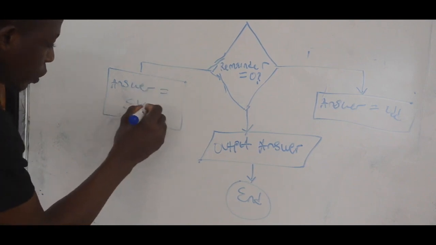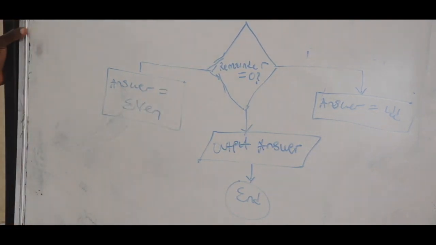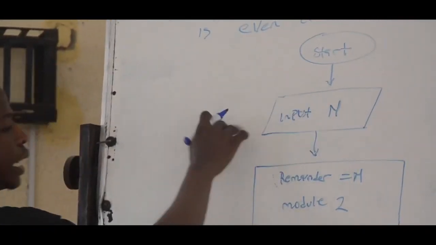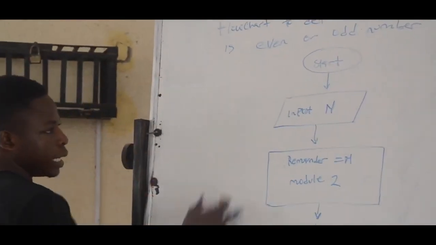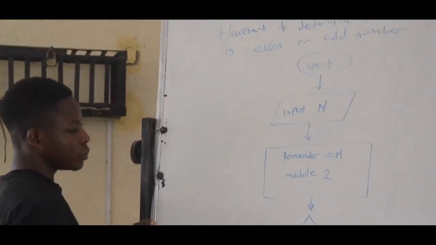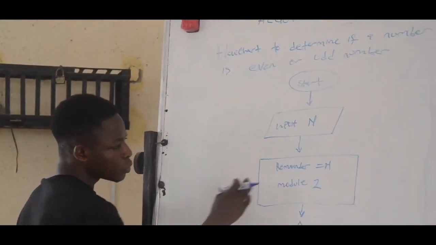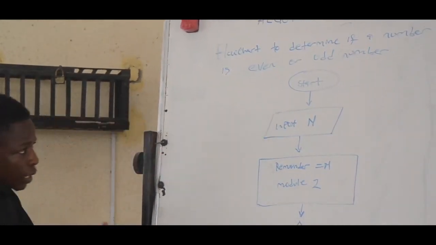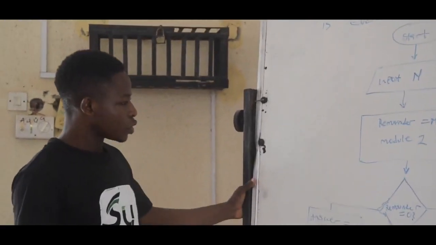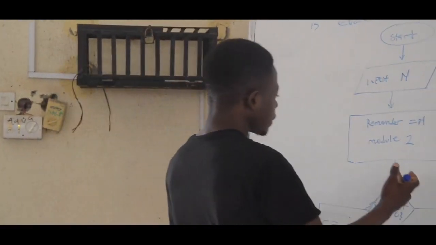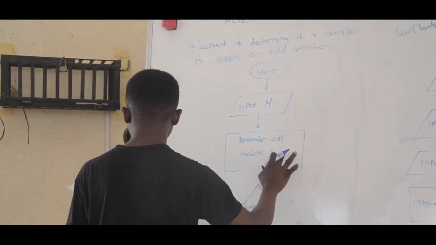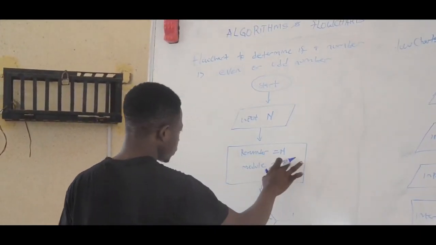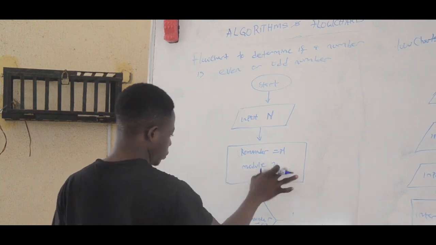Now, explaining this, we start with our oval shape, then we input the n, because they did not give us, so that's why we ask the user to input the value for n. Then we use the parallelogram shape. And now we use the process. Why do we use process here? Because the user has already input the n. Now we say the remainder equal to n, while the modulo should be 2.